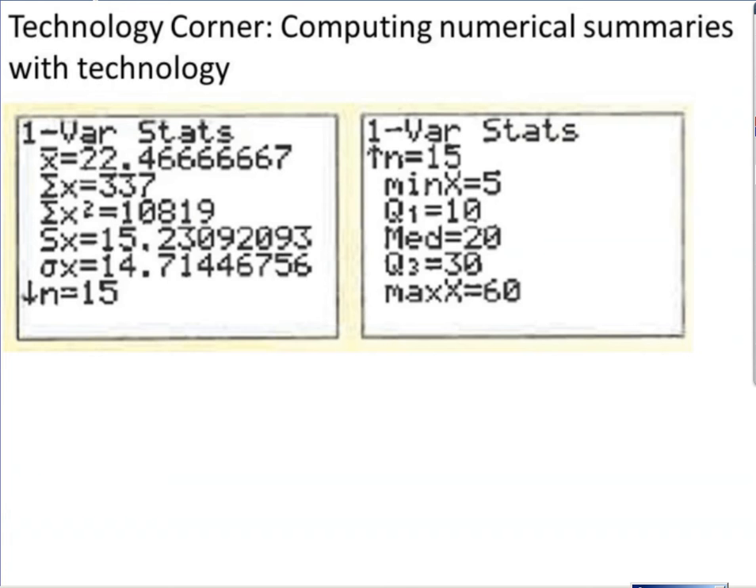With this data, you should have x bar is 22.46 repeating, which tells us the mean for the sample. If you notice, we have an s sub x and we have a sigma sub x. Sigma sub x would be if we were using the entire population, but since this is a sample, we're going to use s sub x, so our standard deviation is 15.23 minutes. So on average, the observations vary from the mean by about 15 minutes. We also have the minimum, the Q1, the median, the Q3, and the maximum. So we do have our 5-number summary listed here as well.